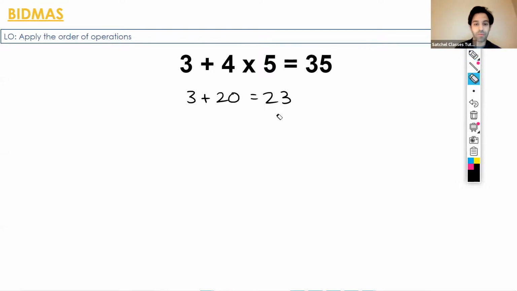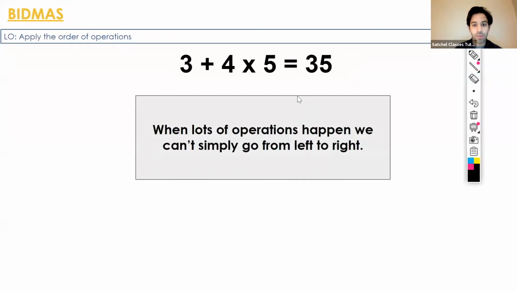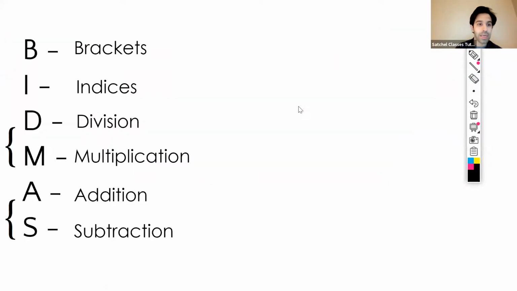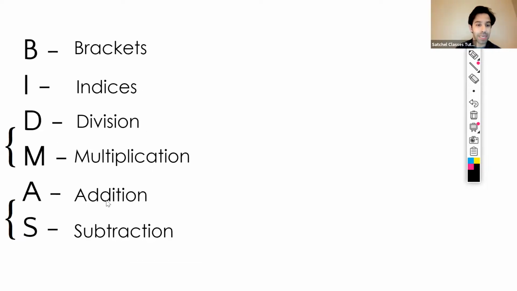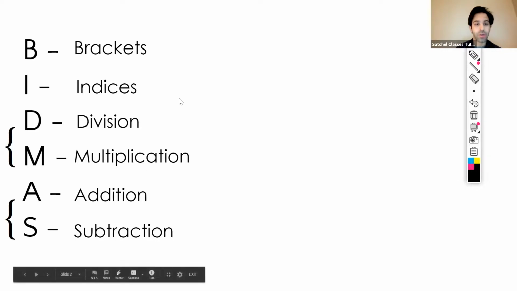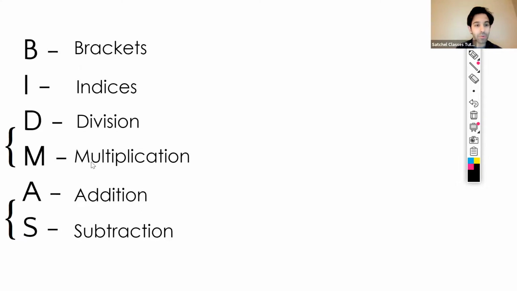So what is the order of operations? What do we mean by the order of operations? Well, the order of operations is known as BIDMAS. BIDMAS stands for brackets, indices, division, multiplication, addition, and subtraction. So whenever we have a sum or an equation, we have to follow this order instead of going from left to right. Now, indices may sometimes confuse students, but by indices, we just mean the powers on numbers.